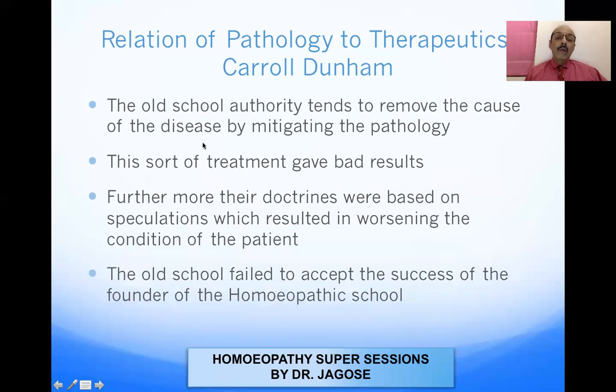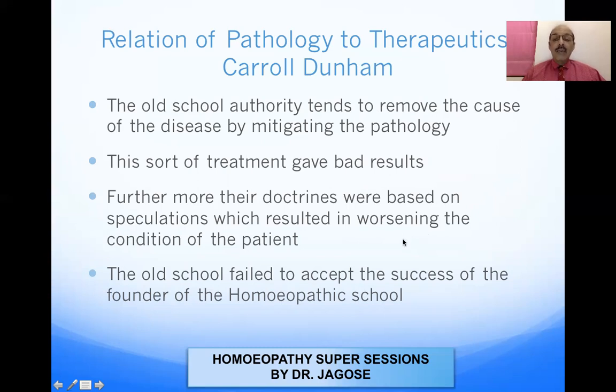So whatever authority the old school had, there was nothing proper to show that it was correct. Why? Because the doctrines were based on speculation. So whatever they did, they were just speculating that this particular remedy could be useful for this disease. But there was no experimentation, no proof to prove that. They just built castles in the air, or it is just known as theoretic medicine. So naturally, what was the result? If you speculate, naturally, there will be worsening of the condition of the patient.